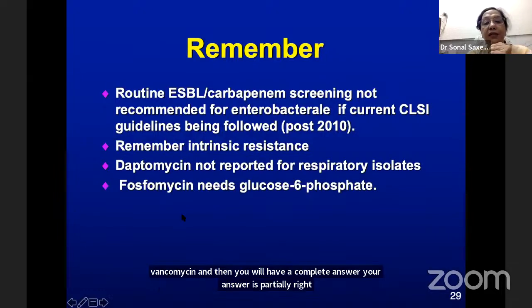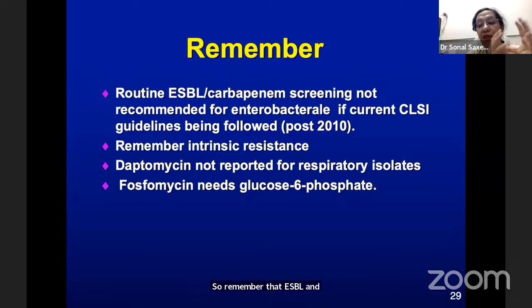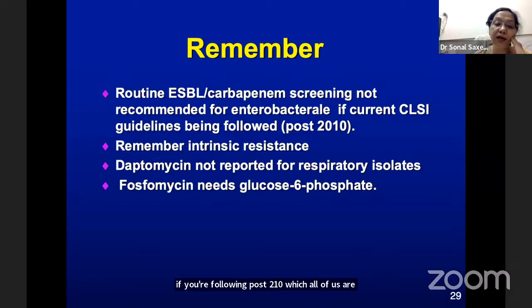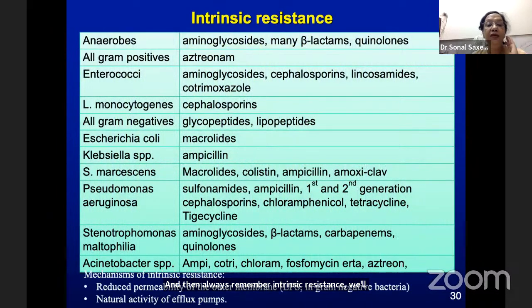So remember that ESBL and carbapenem screening is recommended for Enterobacterales if the current guidelines are followed. You do not do it for Enterobacterales if you are following post 2010 guidelines, which all of us are. And then always remember intrinsic resistance. We'll come to that. And what are the intrinsic resistances?